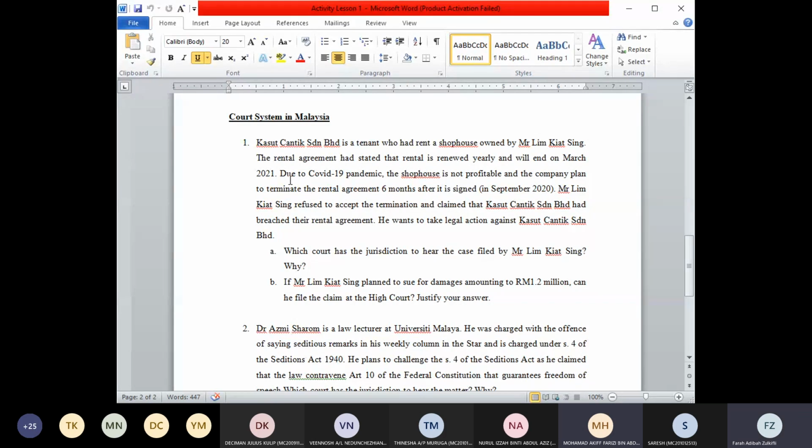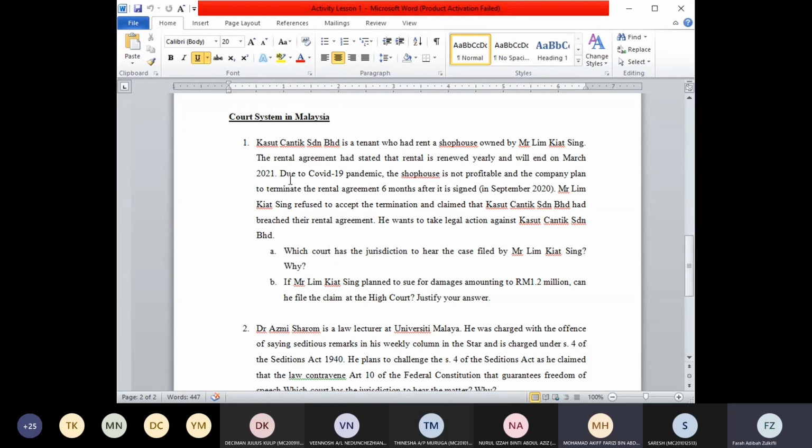But if the damage is more than 1 million, can it still be heard by the sessions court? No, madam, because for the session court, the damages cannot be more than 1 million, if I'm not mistaken. Okay, so your answer for A is that the court that can hear the matter is the sessions court. For the second one, for B?